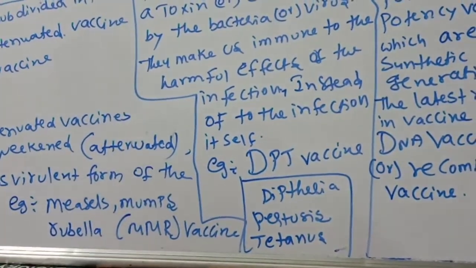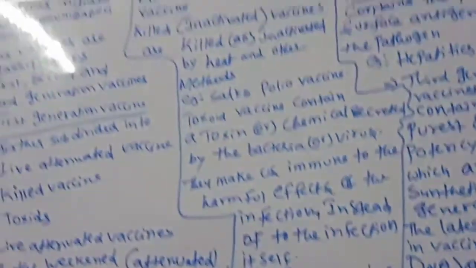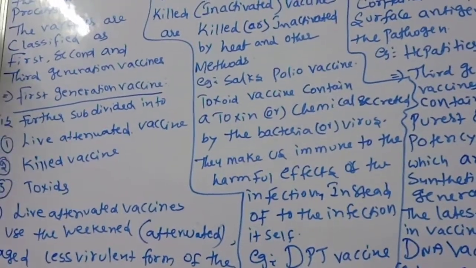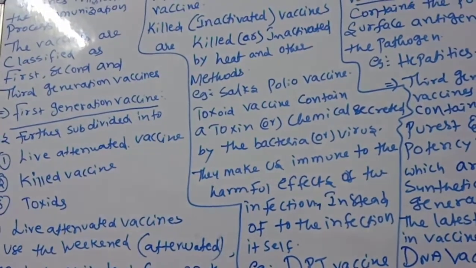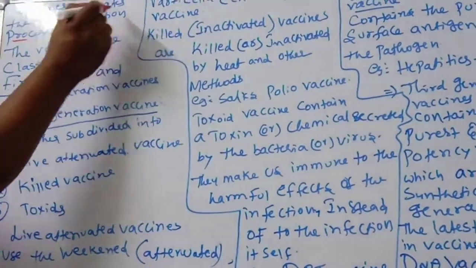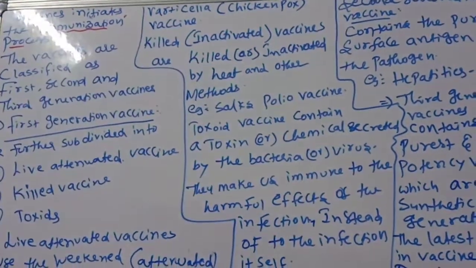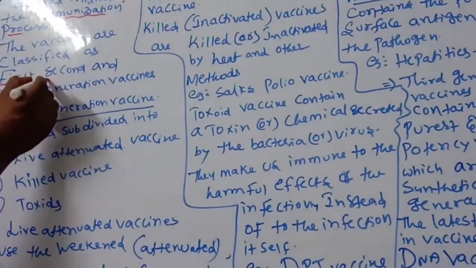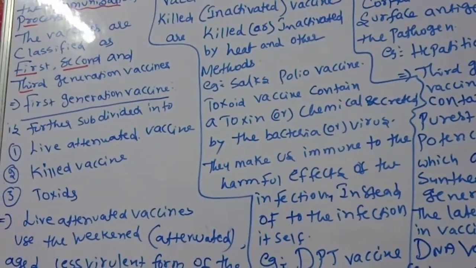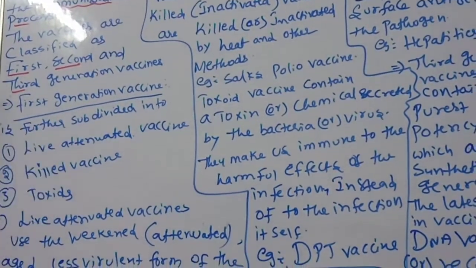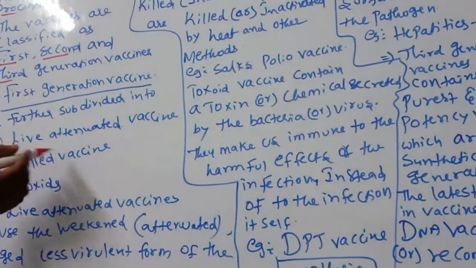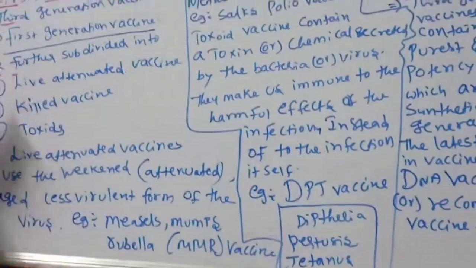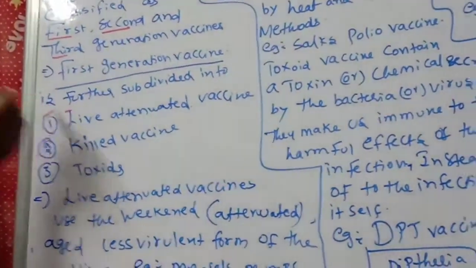Okay, children, observe very carefully. What we are going to discuss is vaccines. Vaccines initiate the immunization process. Immunization means development of immunity and fight for antigens. How? The vaccines are classified as first, second and third generation vaccines. First generation vaccine is further divided into live attenuated, living but inactivated by chemicals. That is called live attenuated vaccine.